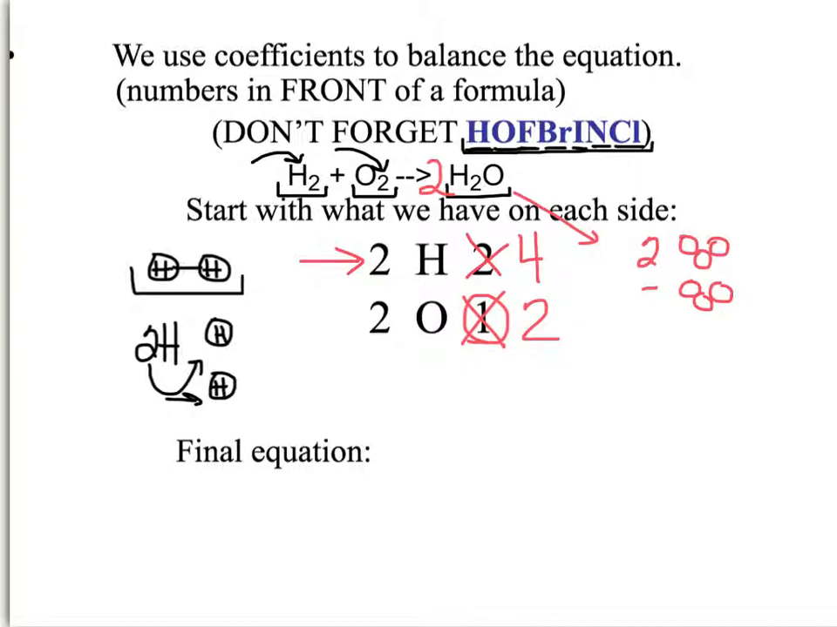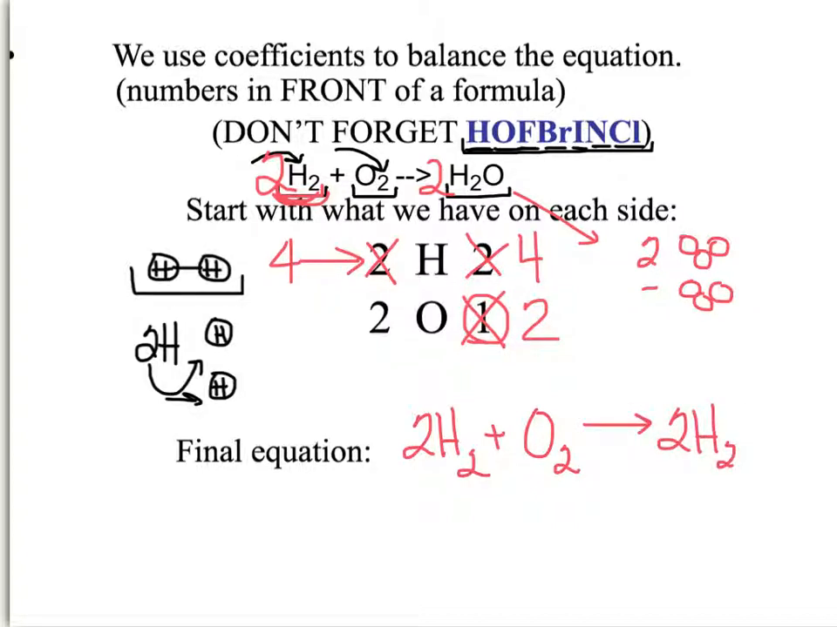If I go up here to my hydrogens and I put a 2 in the front, I would now have 2 times 2, 4 hydrogens. And now I can double check my work. I have 4 in, 4 out, 2 in, 2 out. And so my final equation would be 2 hydrogens plus 1 oxygen make 2 molecules of water.